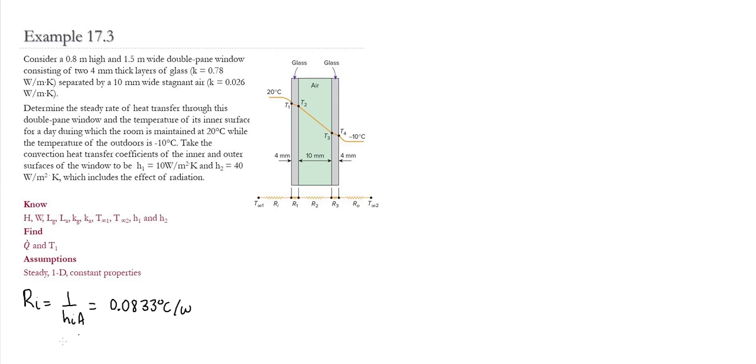So the resistance R1 and resistance R3 are going to be the same, and it's simply L of the glass divided by k of the glass times the cross-sectional area. This resistance is going to be equal to 0.00427 Celsius over watts. The resistance 2 is going to be the conduction resistance of air.